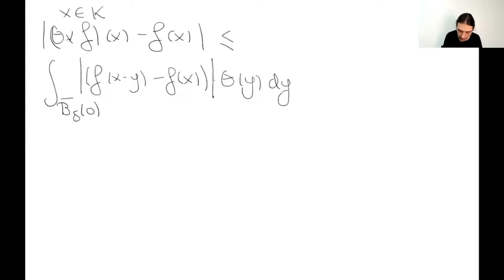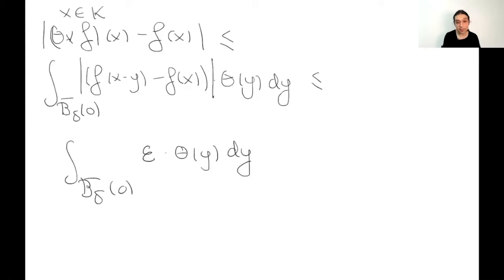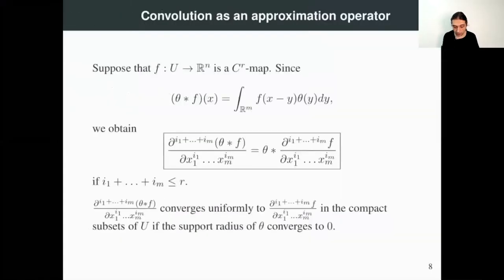Right? And this is going to be less or equal than the integral in the closed ball of epsilon times theta, but the integral of theta is 1, so this is epsilon. And we proved that if the support radius is smaller than delta, then the difference between f and the convolution of theta and f at every point of the compact set is smaller or equal than epsilon, right? This is very interesting because you can apply it to this case.